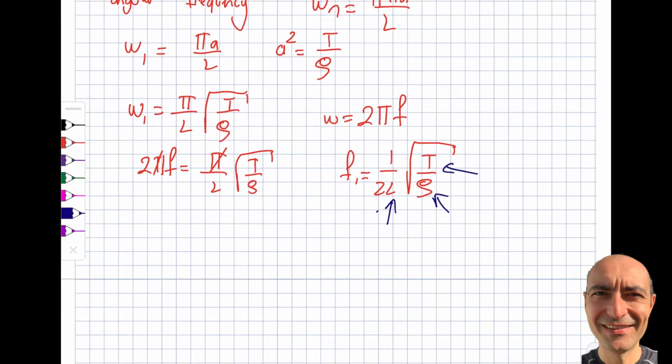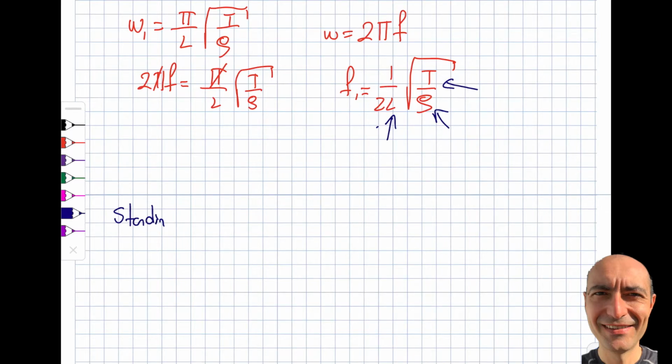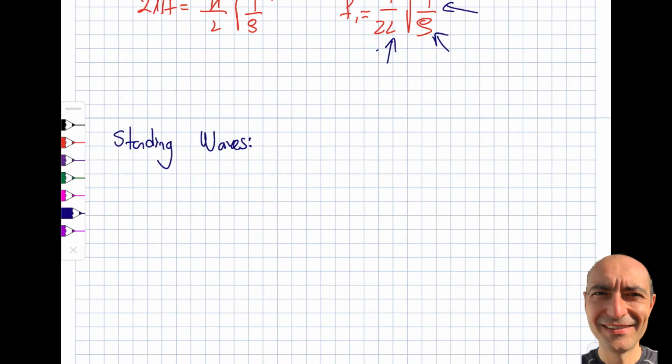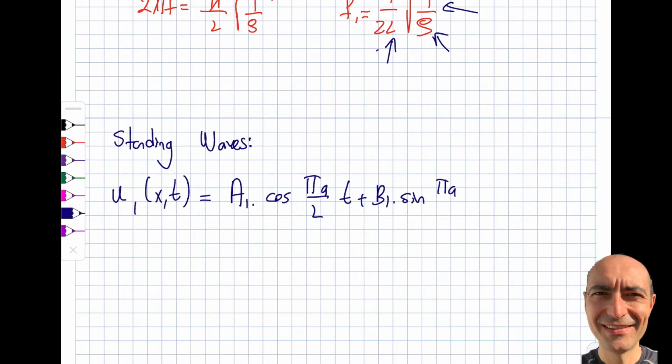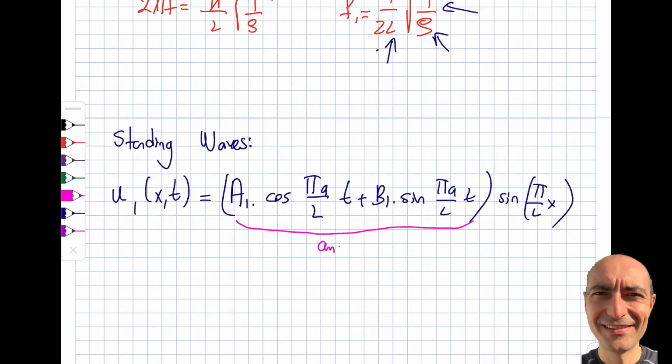Now I want to look at the standing waves. Standing waves are something that I do for my research as well. So let's take a look at this. I'm going to pick up the first fundamental frequency and write my displacement for it. I will get a1 cosine of, n is 1, so pi a by L times t, plus b1 times sine of pi a by L t, times the sine of pi by L, because n is 1, x. Here I want to highlight that this is called the amplitude. You heard about this. Why is it called the amplitude? You'll see in a moment.